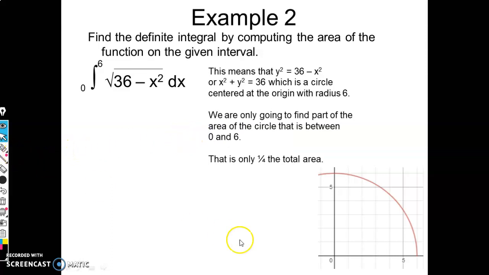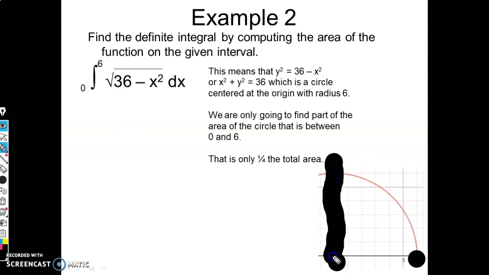And we're only figuring out a fourth of the circle, the area formed by 0 to 6. So like from this dot to this dot, and it's bounded by the y-axis here. Whoa. I did not mean to draw that huge line, but we'll roll with it anyhow.